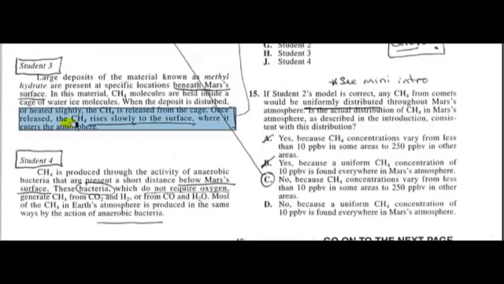Once released, the CH4 rises slowly to the surface where it enters the atmosphere. So, if we have CH4 or methane on Earth, it is going to rise slowly and enter the Earth's atmosphere. Let's go back up to the answers and look for an answer that says pretty much the same thing. And here it is. Answer choice H. CH4 to be released into the Earth's atmosphere.